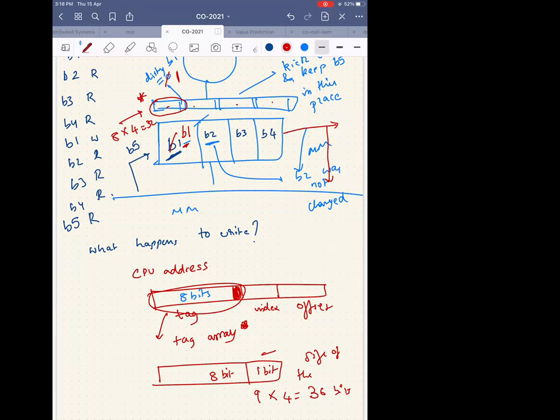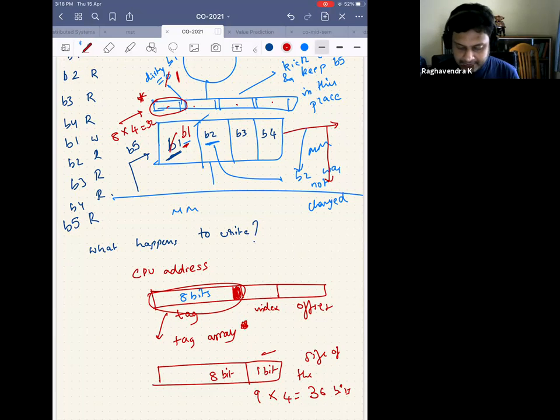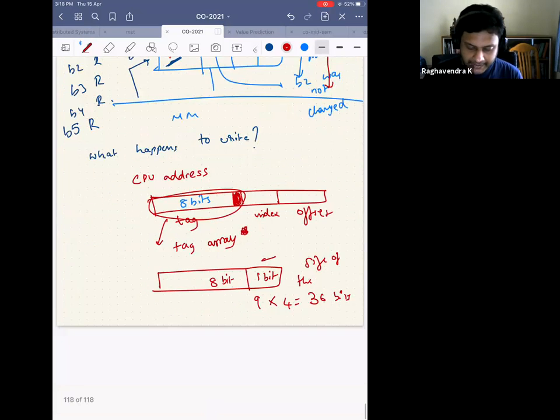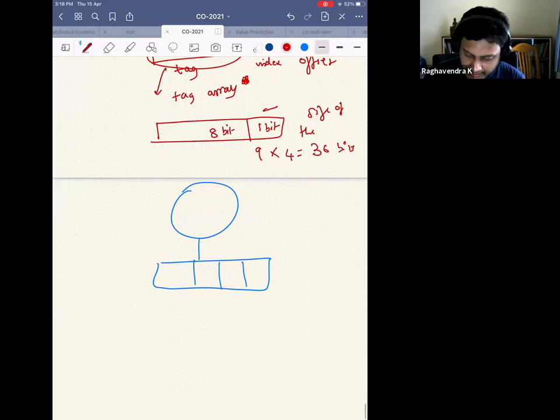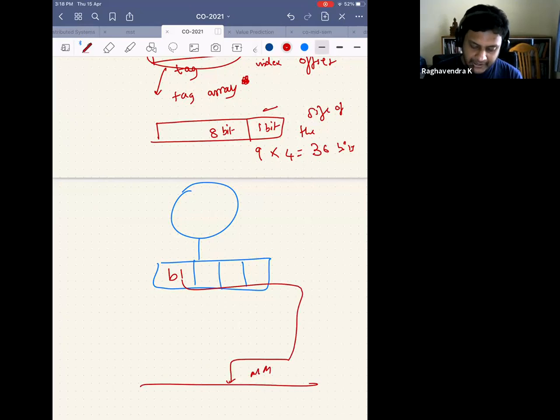So what Amit Bhai is saying is this. Let's say I start this design, and then I kick out this block B1. B1 was dirty, so I have kicked it out, and it is being written to the main memory. In the meanwhile, the CPU again generated a request for B1. Now B1 is no longer here; it is somewhere in the network, or somewhere in the main memory. So I have to wait until it has been written to the main memory. That's what you're saying, right?